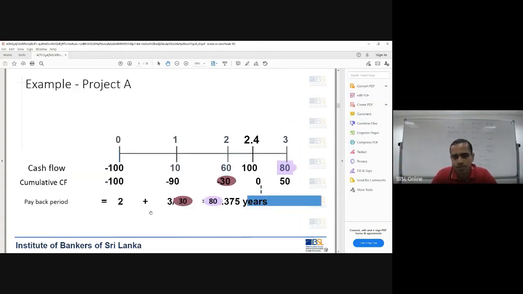Okay, so let's look at this project. It's a 3-year project. You have cash flows of -100. That means there's a minus, in this case means an outflow of cash. Cash outflow of 100 immediately, right? Year 0 means today. First year you're getting 10, second year you're getting 60, third year you're getting 80. So how long does it take for you to recover the cash investment of 100? That is what you need to calculate.